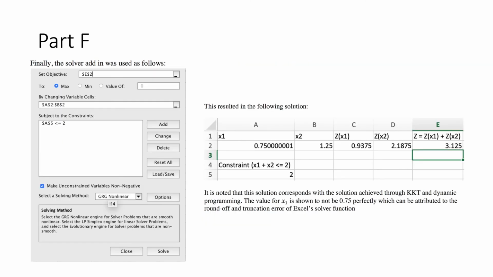However, the solver function is extremely useful because we were able to set box E2 to a maximization by changing the x1 and x2 values, subject to the constraint given below, where the sum of x1 and x2 cannot be greater than 2. Note that x1 is not perfectly 0.75, and that can be attributed to both round-off and truncation error in Excel's solver function. Overall, we have confirmed that to solve this optimization problem, x1 is equal to 0.75, x2 is equal to 1.25, and thus this gives a z value of 3.125.